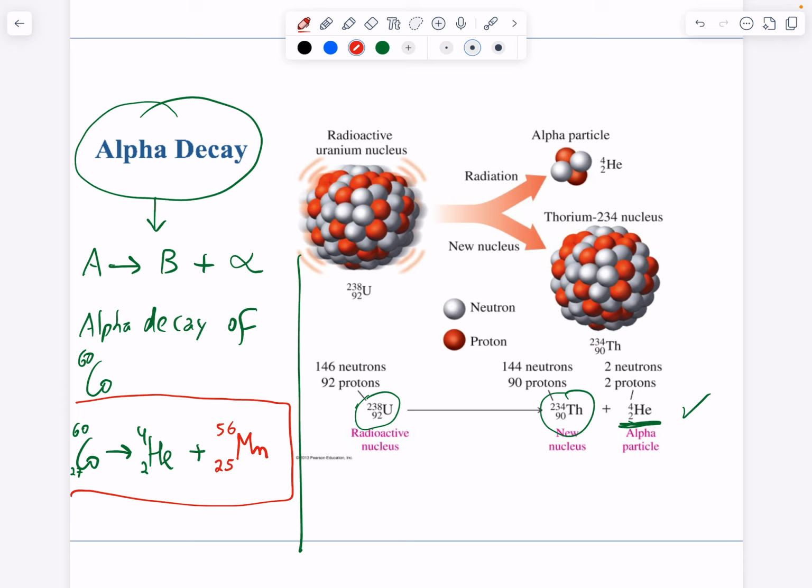56 plus 4, 60, 25 plus 2, 27, and that's your alpha decay of cobalt. And you can practice with any element in the periodic table.